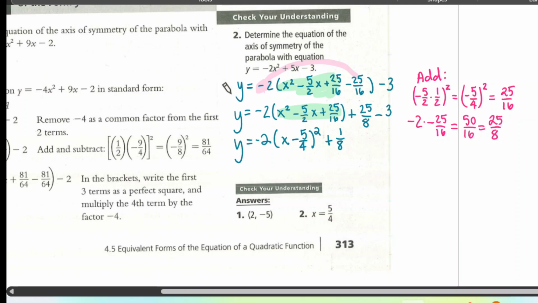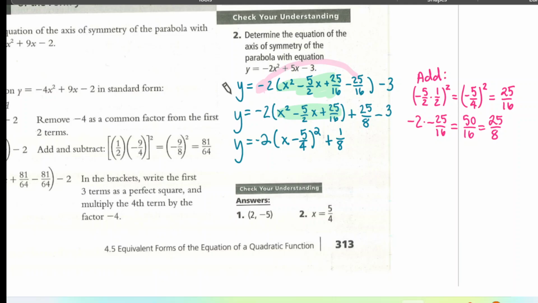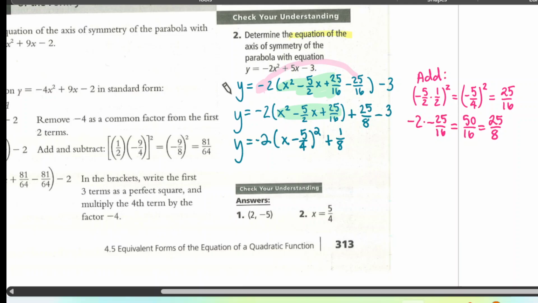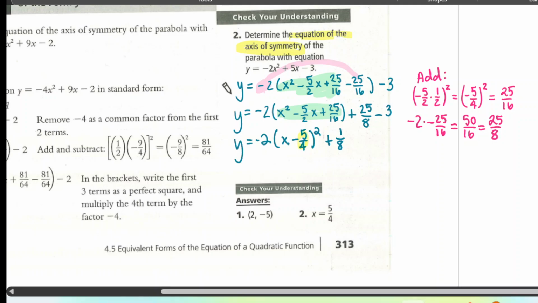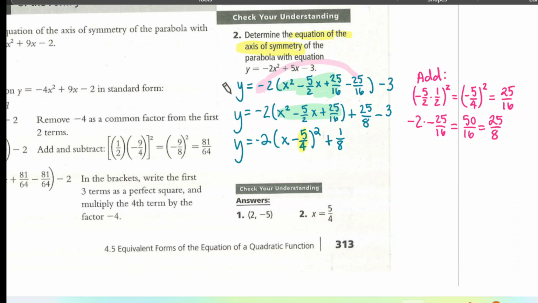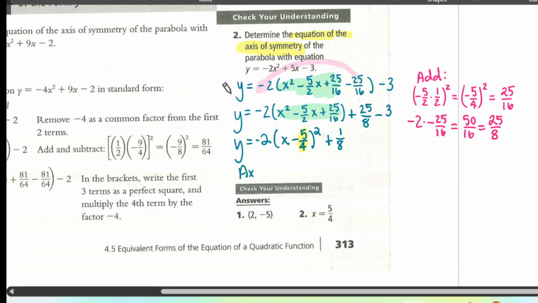I've done the 3 steps, and now I'm going to write the question was determine the axis of symmetry. So the axis of symmetry occurs at the x-coordinate of the vertex. So the axis of symmetry is going to be at x equals 5 over 4. And that's my final answer there.